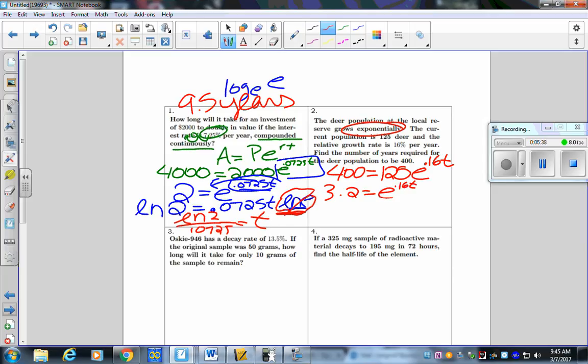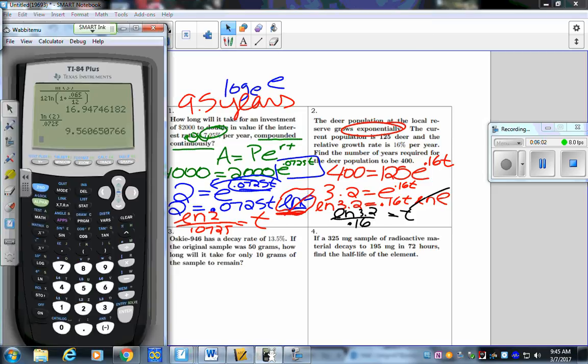All right, now my variable is in my exponent, and my exponential function is isolated. Let's take the log of both sides. So the natural log of 3.2 equals 0.16t times the natural log of e. Remember, those undo each other because they are inverses. So I've just got t equals the natural log of 3.2 over 0.16. So we can type that into our handy dandy calculator.